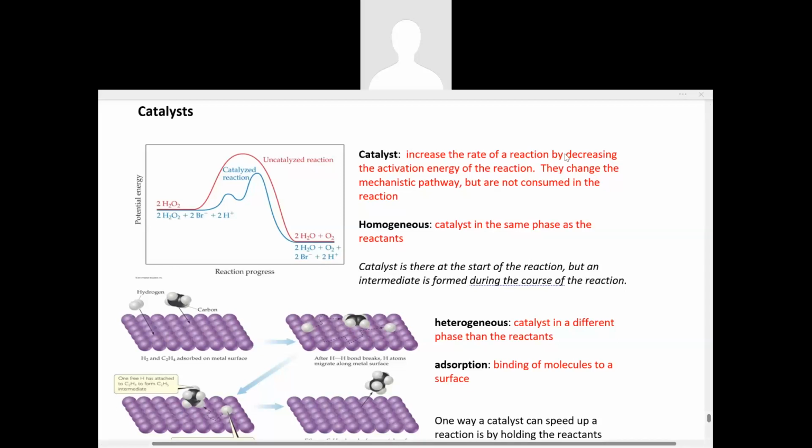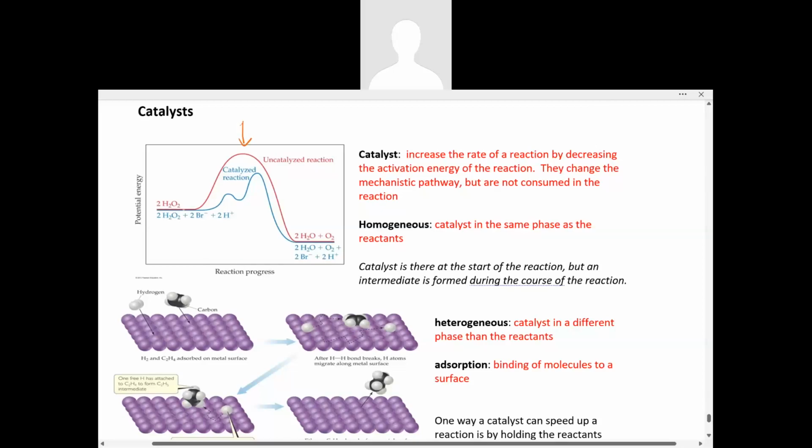In this last section of Chapter 14, we're going to look at catalysts. And a definition that you can use for a catalyst is that it increases the rate of the reaction by decreasing the activation energy of the reaction. So the change in a mechanistic pathway happens, and that we can see over here on this graph.